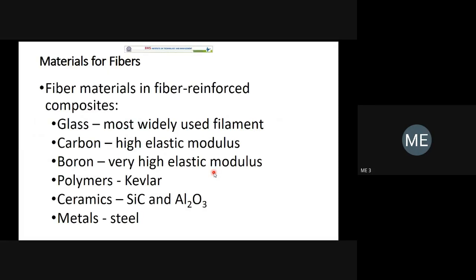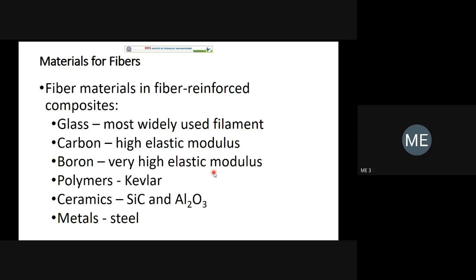Then we are talking about the reinforcement material. For RCC, the reinforcement material is the steel rod. When you come to coconut trees or naturally available composite, the reinforcement material is a fiber. Even if you open a coconut shell, there is a fiber there. That's the reinforcement material. Those are the naturally available materials.